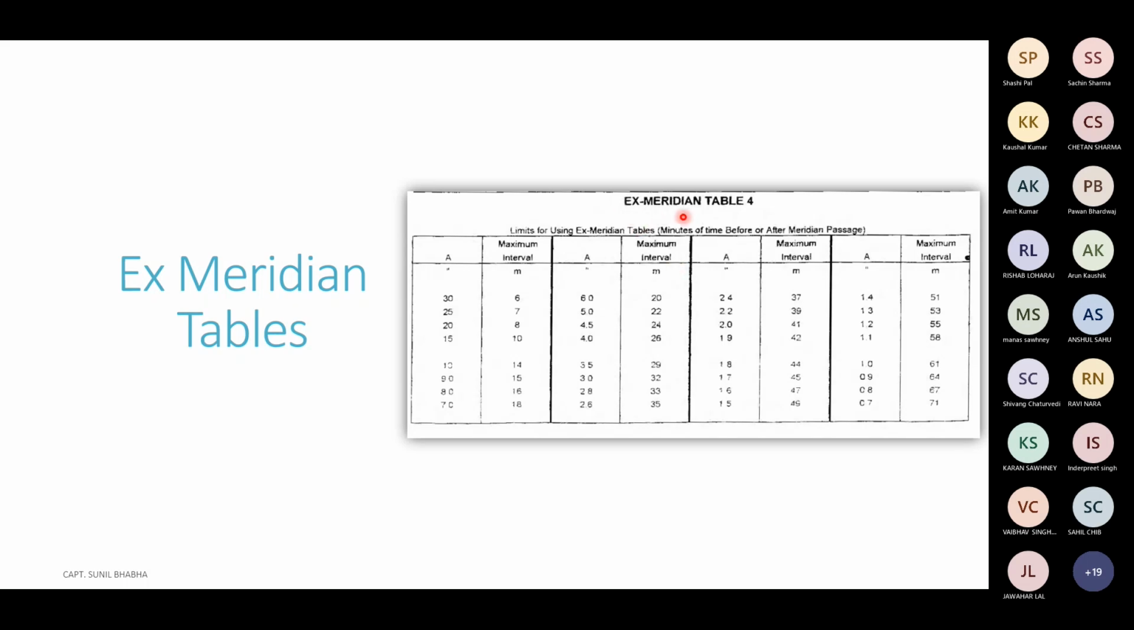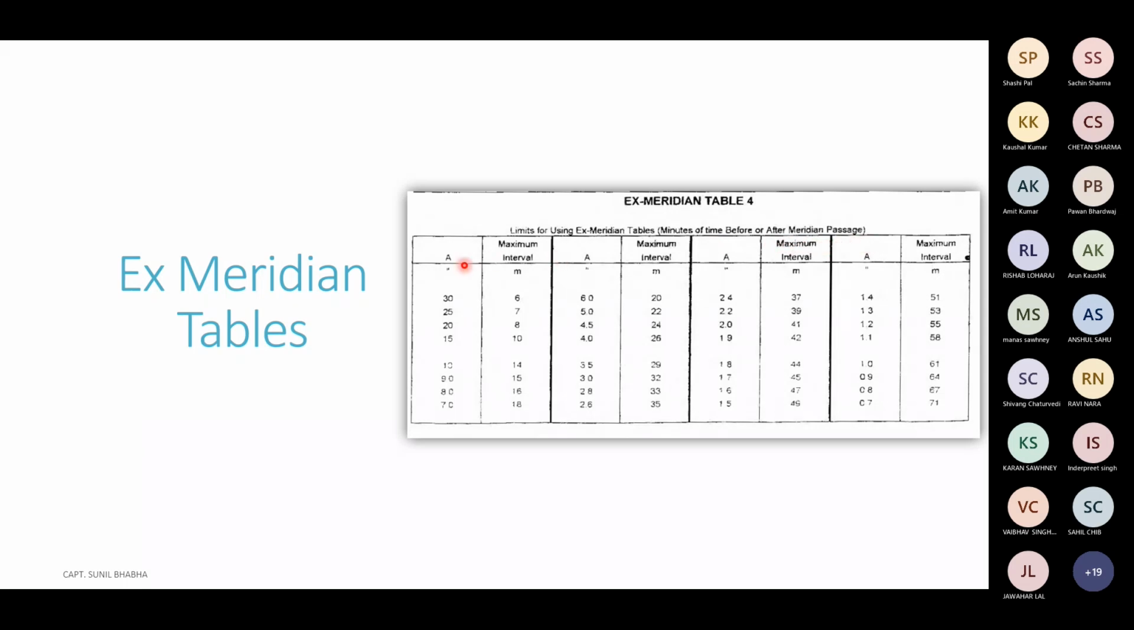You see the table number 4 on the slide now. This is X meridian table 4. So in this table 4, we enter with the factor A, which we got from X meridian table 1. So you can see this table gives the limits for using the X meridian tables. The limit is in minutes of time before or after meridian passage.